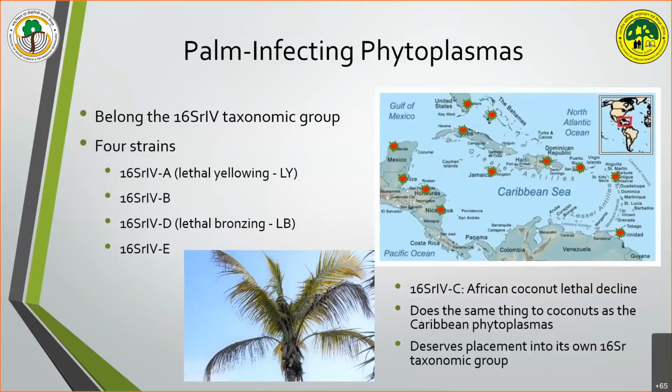However, when you look at them closely at the molecular level, it's pretty evident that they don't fit well with these other subgroups. We've just completed a study where we're looking at multiple loci, including the IGS region between 16S and 23S, groEL, secA, and secY, and doing a multi-locus analysis on all of these group 4 phytoplasmas. And consistently, subgroup C resolves well outside of the group 4 phytoplasmas.